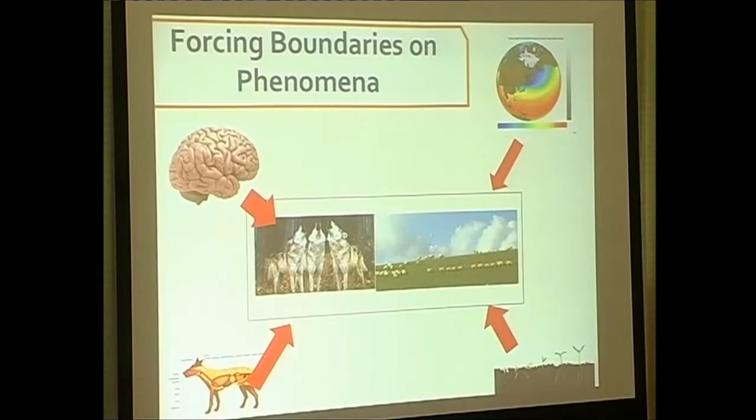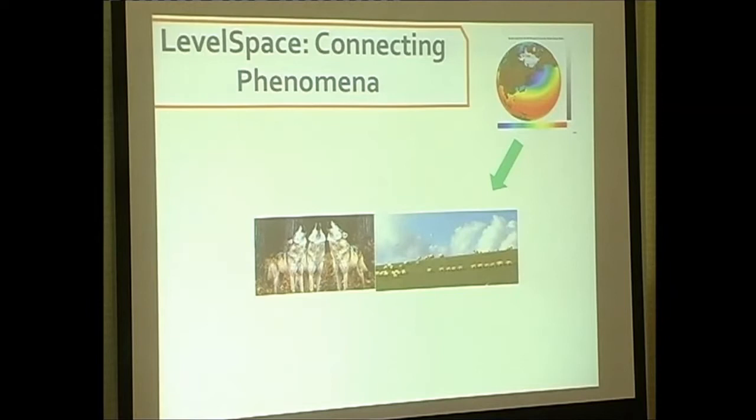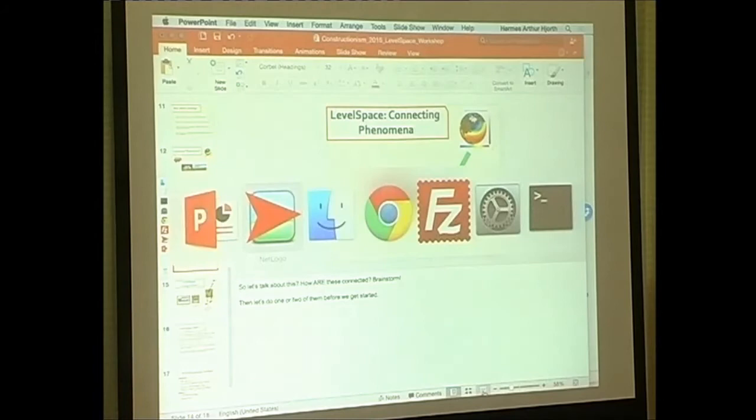And so what we've done with LevelSpace is to expand on NetLogo and allow us to connect various phenomena. And I want to go through a very simple example. If you want to pull out your computers and program with me, those of you who have done NetLogo programming before will hopefully find it fairly easy. Those of you who haven't will need some help, and I'm happy to help. But just to think about, what does it mean? How do we do this? And what does it mean to connect phenomena in LevelSpace?